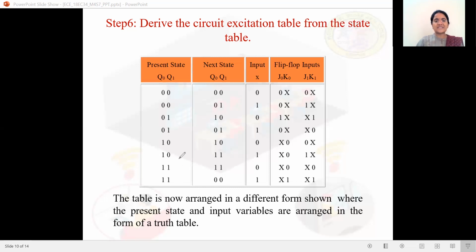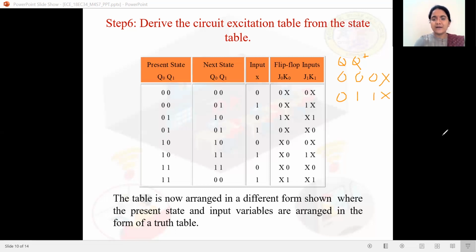By having this present state and next state, we have to write the flip-flop inputs by knowing the excitation table for the JK flip-flop. We know the excitation table for the JK flip-flop. When the present state is 0 and the next state is 0, what are our JK inputs? JK inputs are 0x. When the present state is 0 and the next state we have to get is 1, then we have to set the flip-flop, that is 1x.